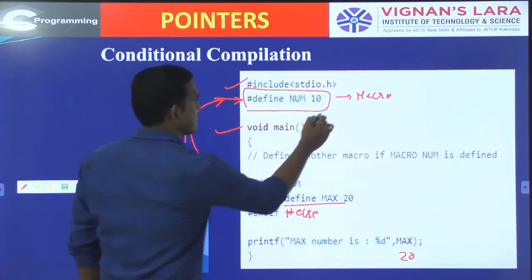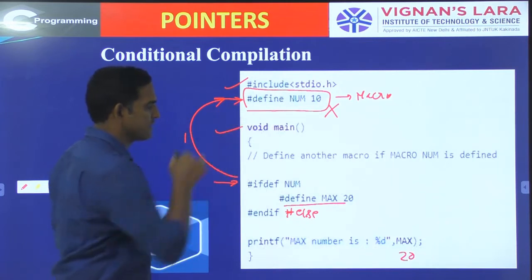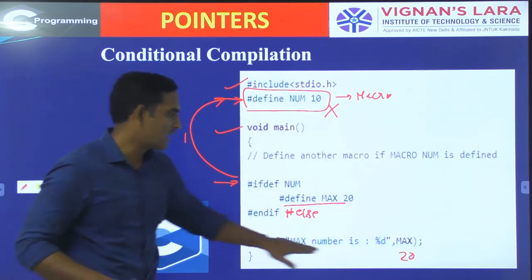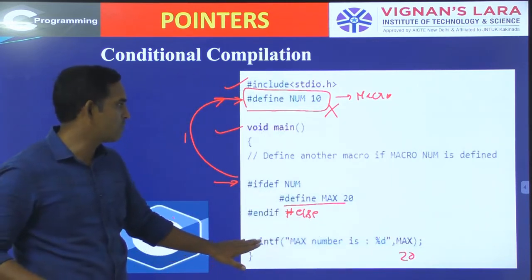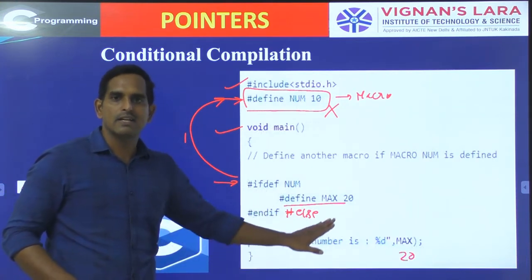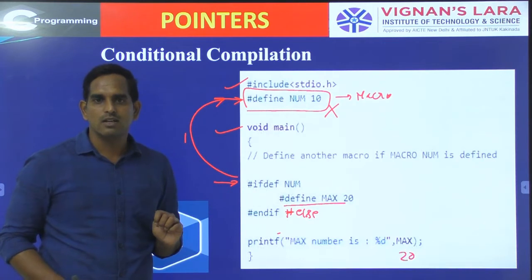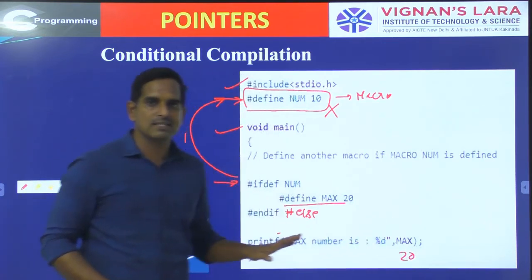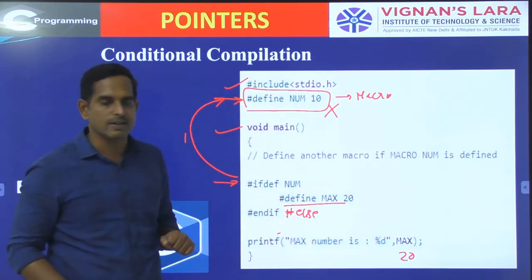If there is no definition, then this is false. At that time, the MAX value will not be printed like this. You will get an error that MAX is not declared if there is no definition here.